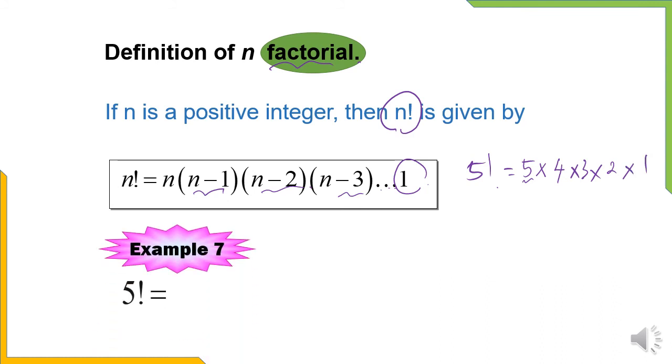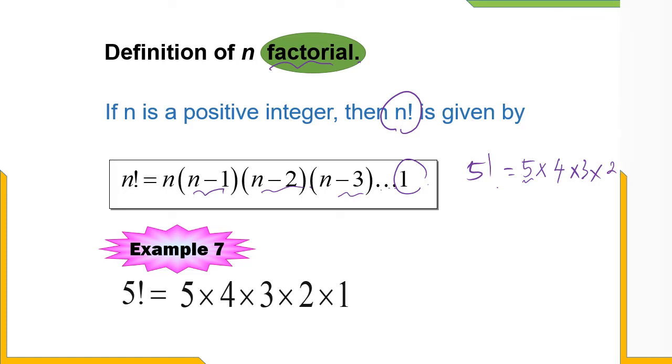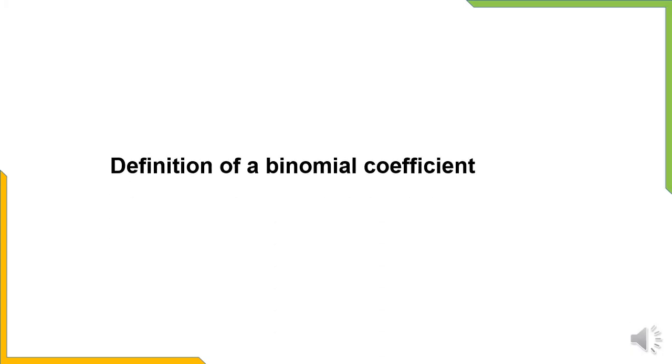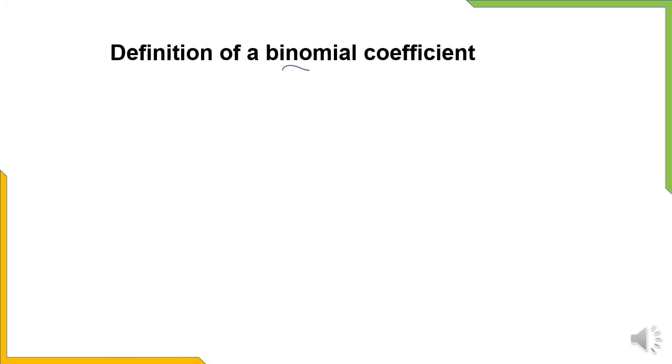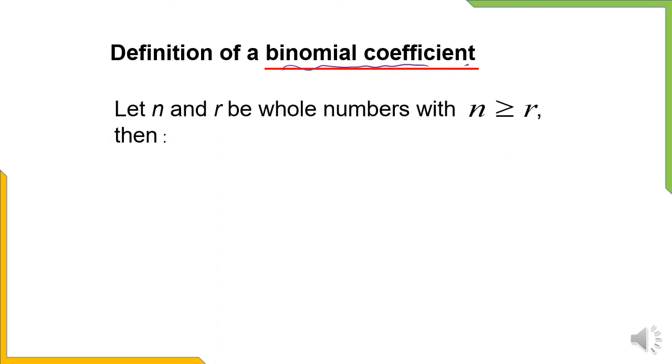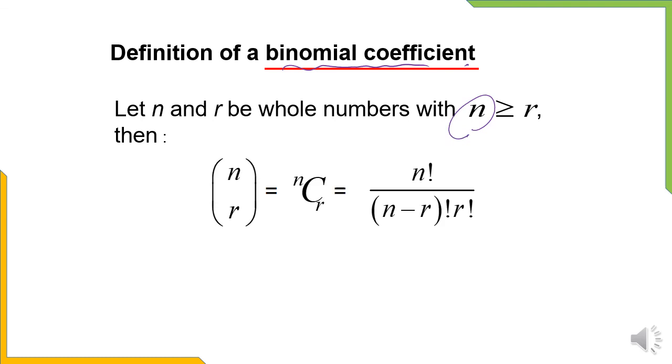And then how about the definition of a binomial coefficient? So this is n choose r. Let n and r be whole numbers with n greater than or equal to r. Okay, so n should be greater than or equal to r. Then n choose r is equal to n factorial divided by (n minus r) factorial times r factorial.